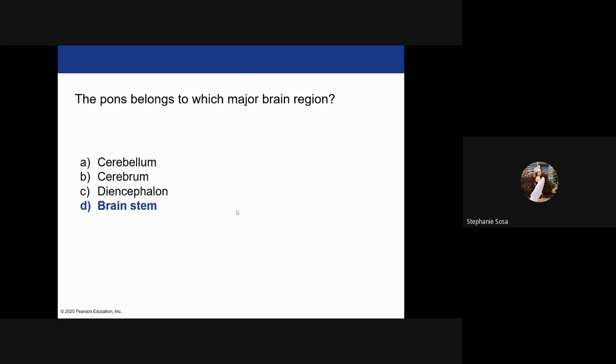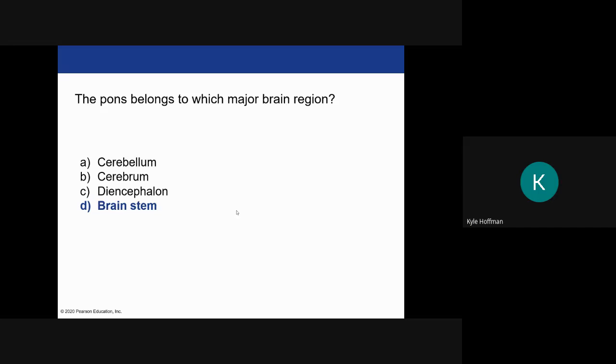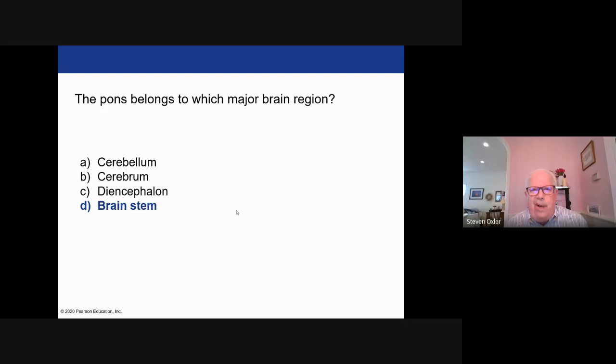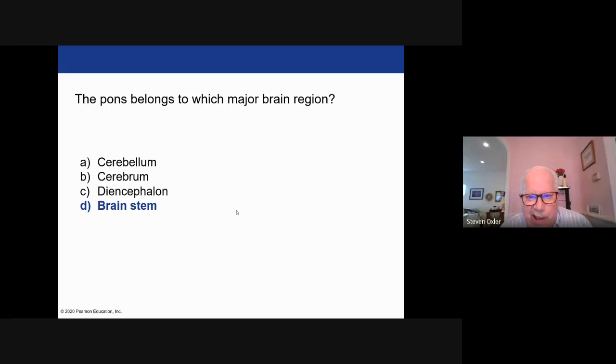I'm not sure. What about Kyle? It's the brainstem. No, it is the brainstem. I know that. The brainstem is involved in involuntary functions. Is it breathing? Okay. It's breathing. It regulates the depth of breathing and normal breathing. So the pons is an important area of the brain stem.